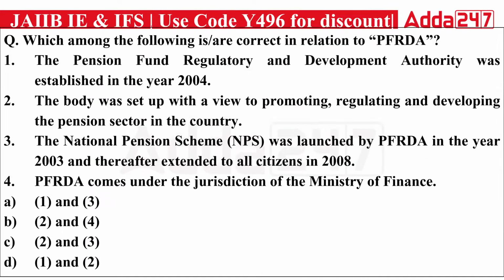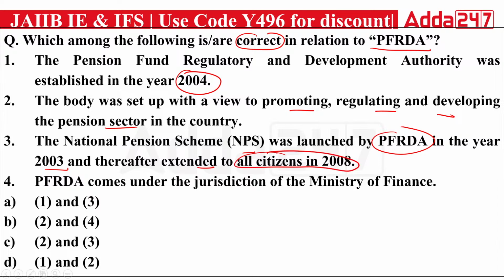Now, the second question is about which among the following are correct in relation to PFRDA, the Pension Fund Regulatory and Development Authority of India. It is a regulatory body of pension. First says the Pension Fund Regulatory and Development Authority was established in 2004. Second says the body was set up with a view to promoting, regulating and developing the pension sector. Third says the National Pension Scheme was launched by PFRDA in 2003 and thereafter extended to all citizens. Next, PFRDA comes under the jurisdiction of the Ministry of Finance.